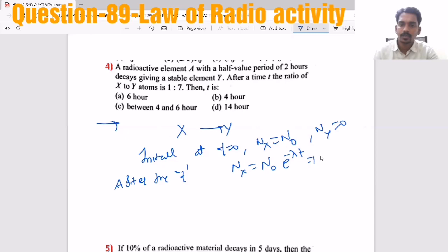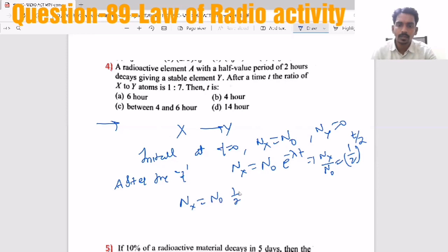Or you can take it in this manner also. Nx by N0 equal to 1 by 2 whole power n, where n is t by t half, which is t by 2. Like this also you can take. Now Nx will become N0 into 1 by 2 whole power t by 2.